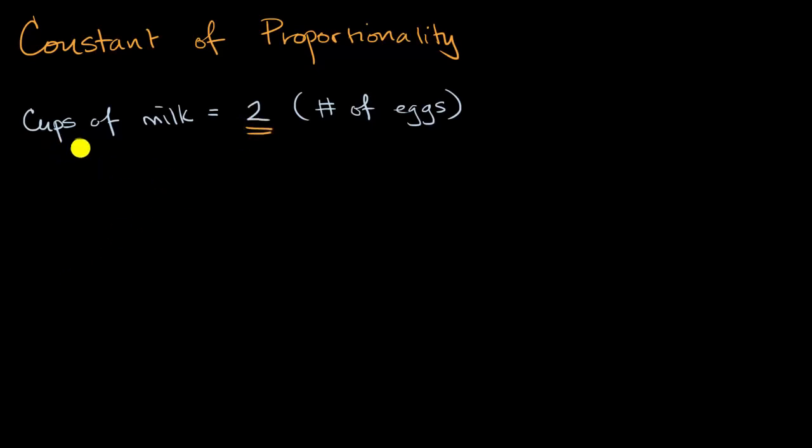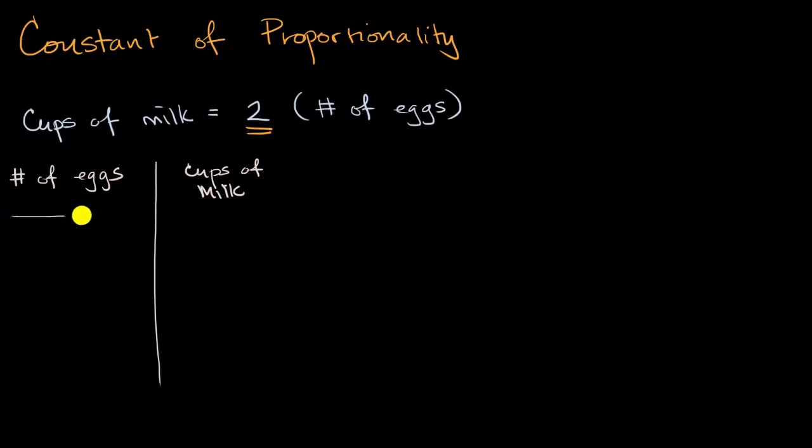This is a proportional relationship between the cups of milk and the number of eggs. The cups of milk are always going to be 2 times the number of eggs. Give me the number of eggs, I'm going to multiply it by the constant of proportionality to get the cups of milk. And we can see how this is a proportional relationship a little bit clearer if we set up a table. So if we say number of eggs, and if we say cups of milk, and make a table here.